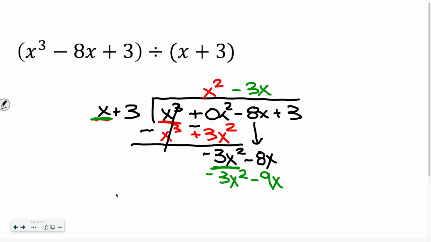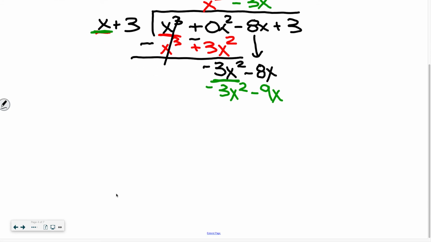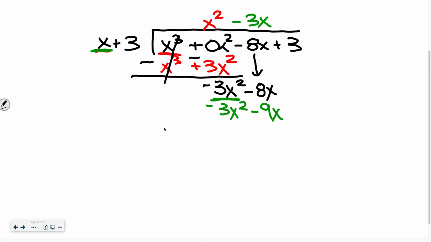What do I do with those two lines? Subtract them. So I'm really switching the signs of the green numbers. Since they're both negative, they're going to turn into positives when I subtract them. And that leaves me with x plus 3.